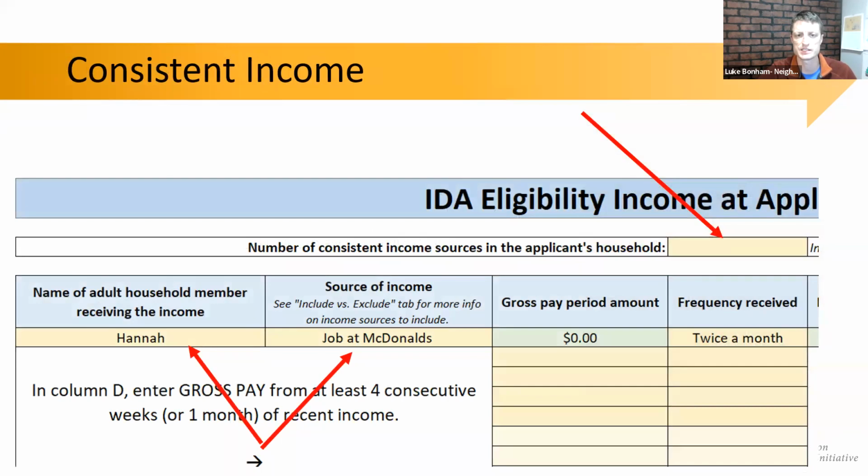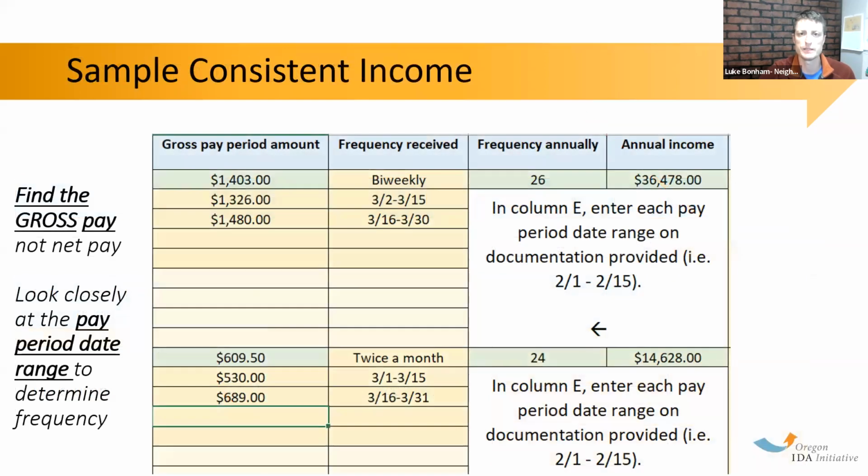At the top of the Consistent Income tab, enter the number of consistent income sources in the household. Add the name of the person and write in the source of income, which could be the name of the employer or could be more generally the source like child support or unemployment benefits. Next, we'll look at the amount and the frequency received.